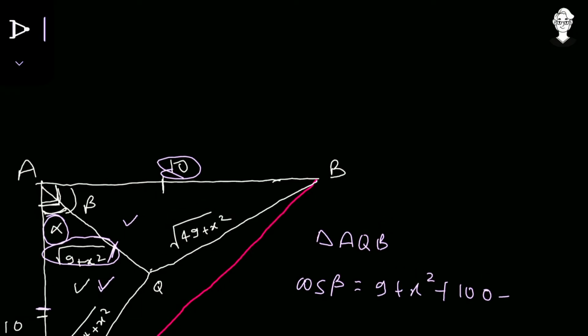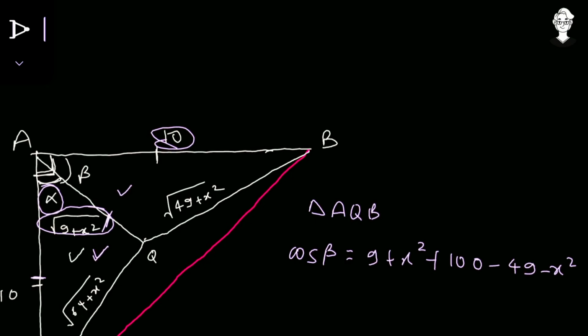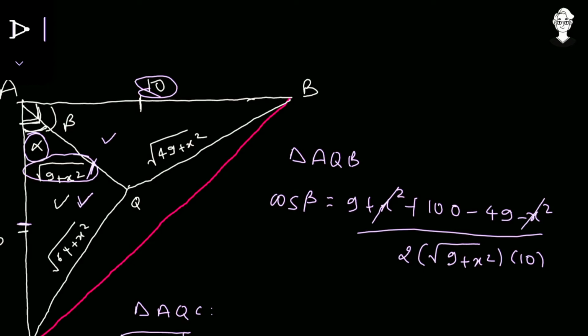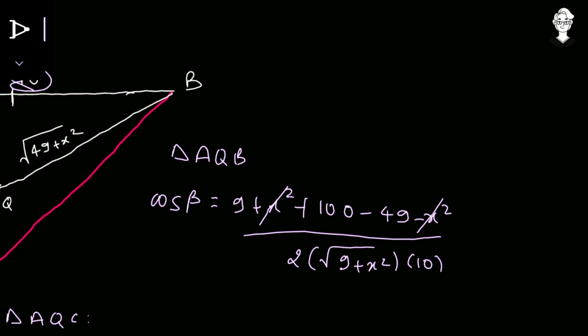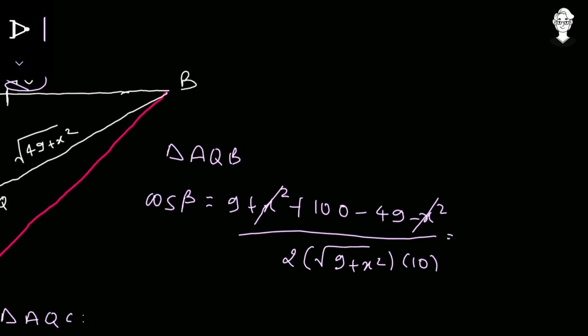So according to the minus sign and the square, it becomes minus 49 minus x square, and upon 2 times the product of adjacent, so 2 times square root of 9 plus x square, and the adjacent side is 10. These are the two adjacent sides. So in this positive x square, negative x square got cancelled out. Negative 49, positive 9 becomes negative 40. 100 minus 40 becomes 60, and in the denominator we have 2 into 10, 20. So 60 upon 20 gives me 3.